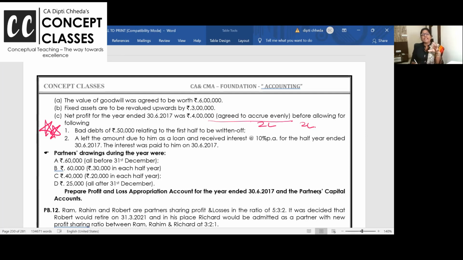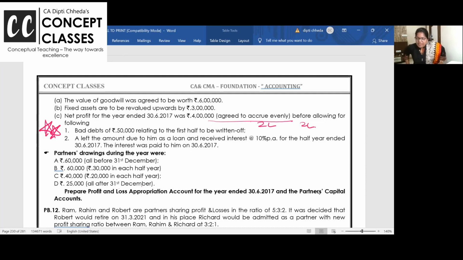You have to split the net profit into 2 parts. Some of you may be thinking, why ma'am, 4 lakh is accruing equally? What is the reason why you have to split it equally? Because July to December, you have to give it to A, B, C. And then December onwards to B, C and D. And drawings are given. Why are A's drawings till December? Because then he is no longer a partner. B, C, all that is given to you. And D came only after December. Yes. And B and C, they were there for the whole year.